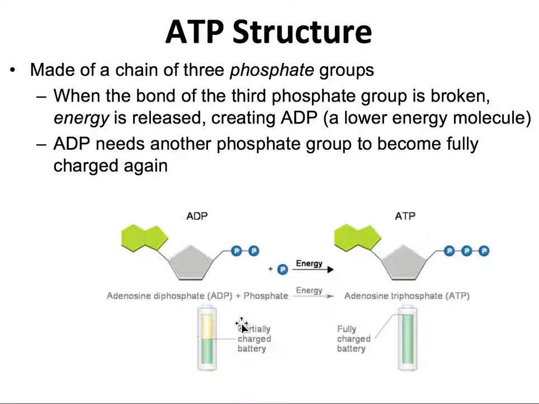So once you have ADP, you're going to need to charge it again the same way you need to charge your cell phone or your Chromebook when the battery is low. So you can charge that ADP back to ATP, break a bond from ATP to release energy, and get back to ADP and keep going between the two.